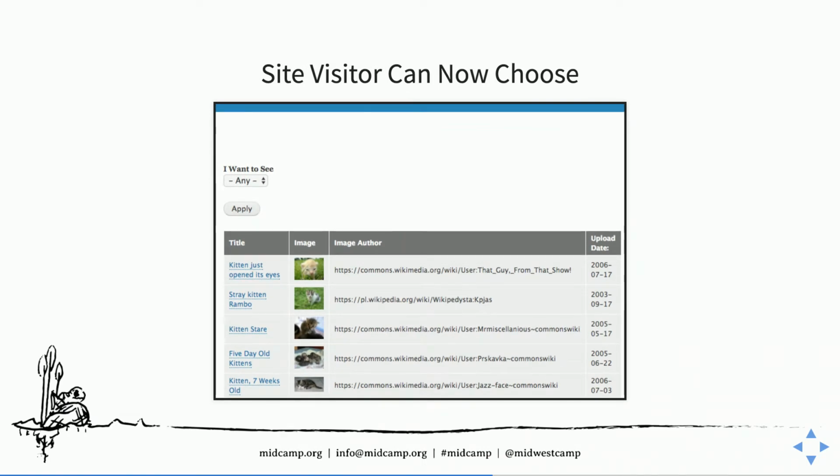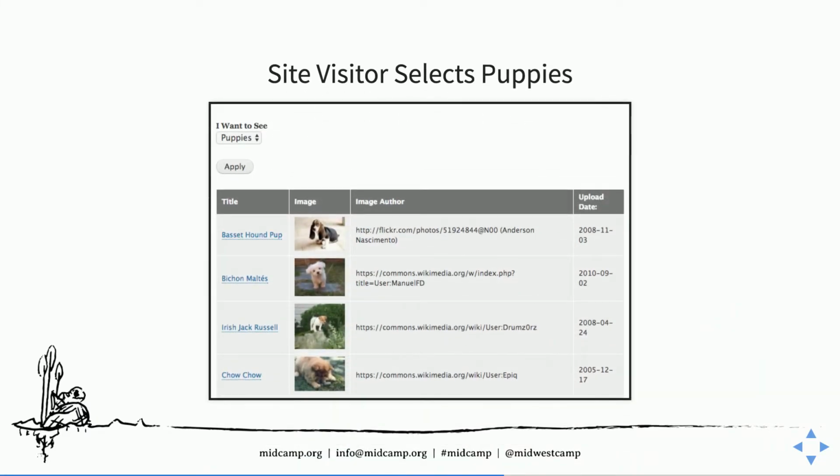Bringing that to how it actually displays on the page, they now get a handy dandy select box for what they want to see. The default for it is any, so we see that both kittens and puppies are shown. But if they want to just show puppies, the site visitor comes in and selects puppies themselves, clicks apply, and then the view is updated to only show puppies. So this changes the control of what you want to see to the user.